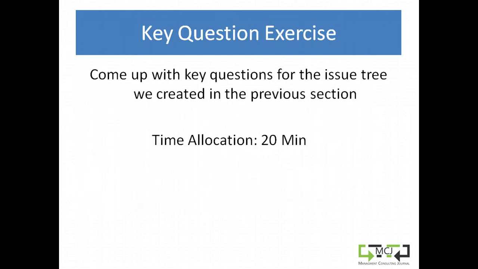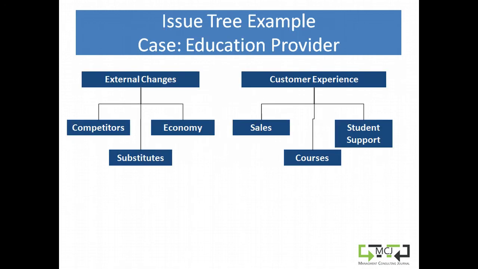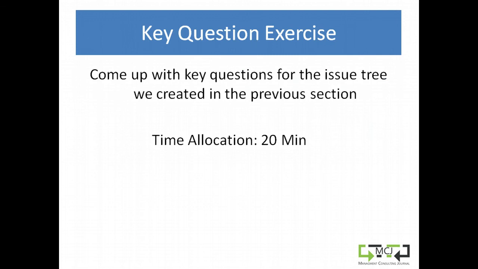Okay. So we're just going to go through an exercise right now, and what I want you to do is, based on our issue tree that we created in the previous section, come up with key questions under each of these sections. So just to refresh your memory, this is the issue tree that we came up with from the last section, where we defined that the cause of declines in the educational provider's number of students could be either external changes or customer experience, and under that are three different buckets that fit into each one. And I just want you to come up with some questions that you can ask under each of these buckets, to explain why there is a decline in volume. So take about 20-30 minutes to do this. Pause the video and we'll reconvene in a little bit.